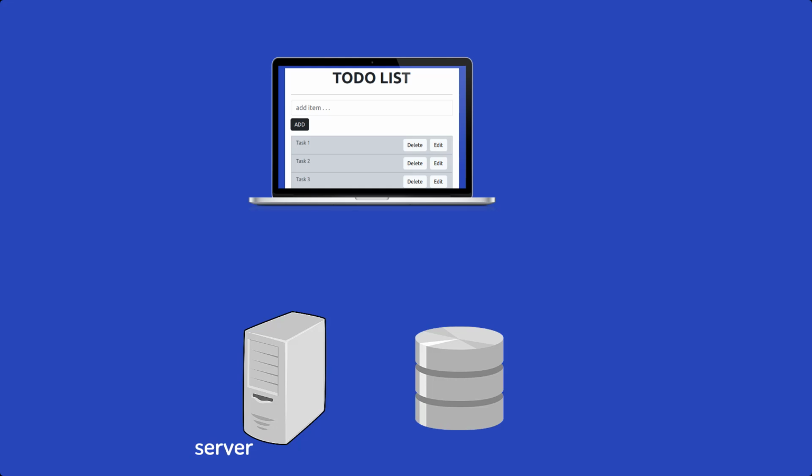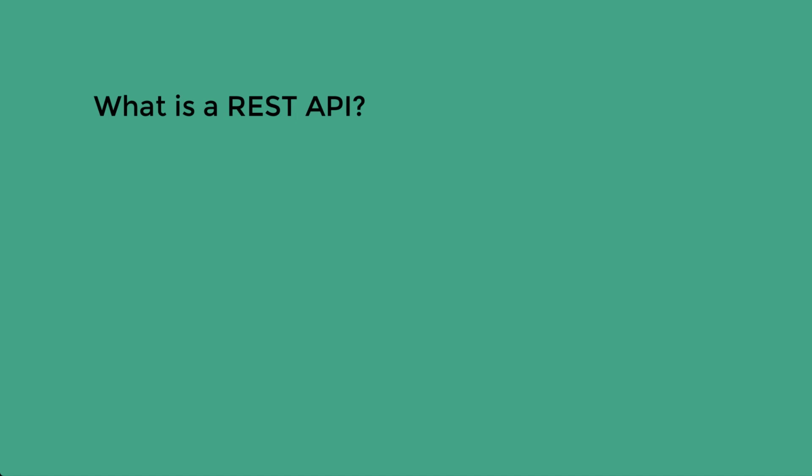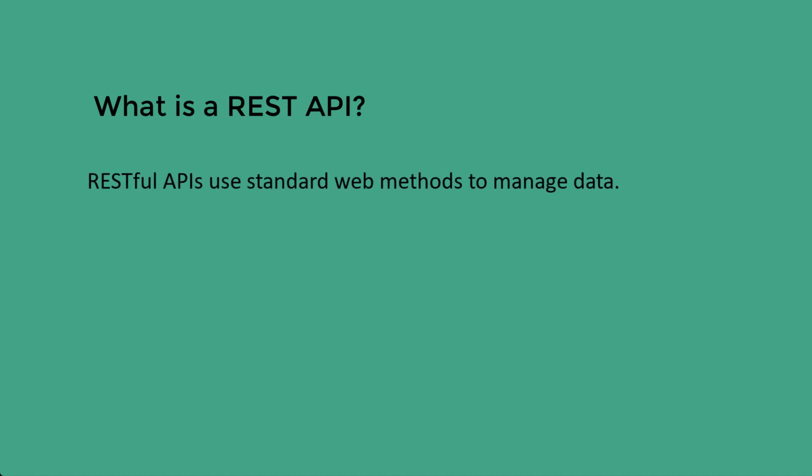These two sides, the front end and the back end, communicate with each other through APIs, or application programming interfaces. Think of an API as a set of rules that allows different software components to talk to each other. A common type of API is a RESTful API. RESTful APIs use standard web methods called HTTP methods to manage data. These methods are like verbs that tell the server what action the front end wants to perform.